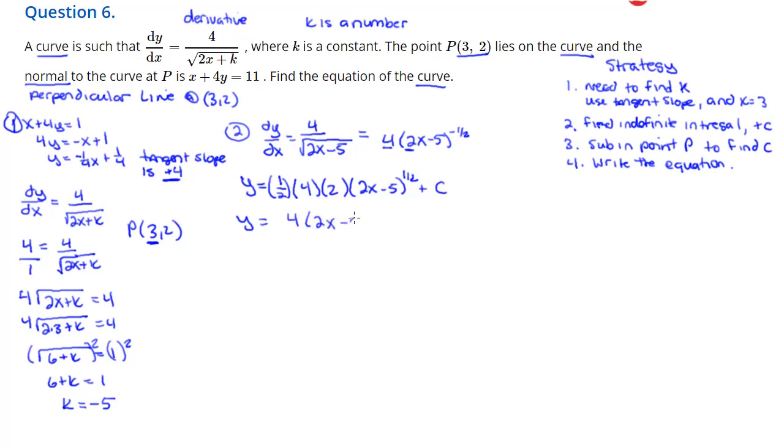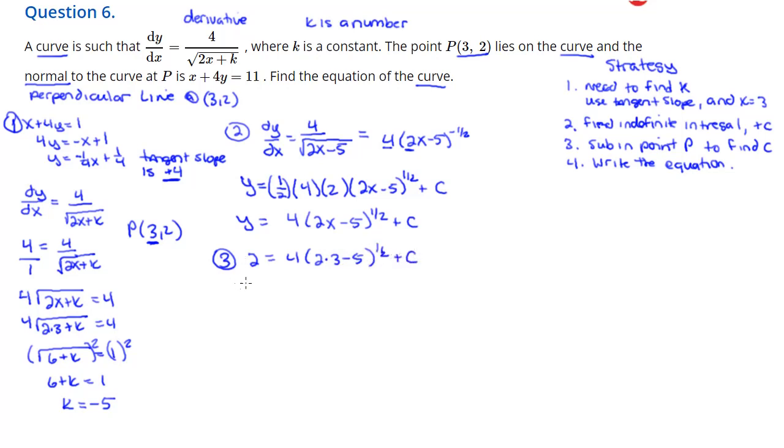And all I've got to do now is figure out what c is, because that is part 3 of our strategy. So if we're going to find c, what we've got to do is replace the x and the y with what we know is on that line, the 3 and the 2. So that's going to look like this: 2 is equal to 4 times (2 times 3 minus 5) to the 1/2 power plus c.